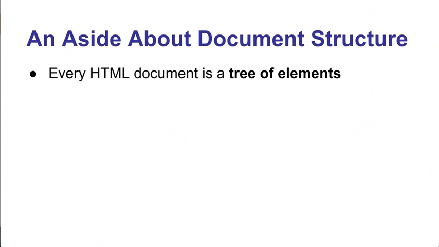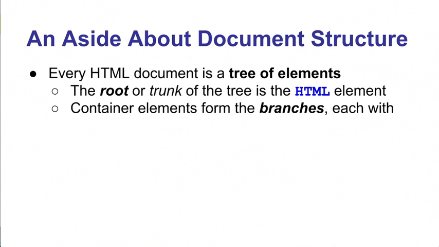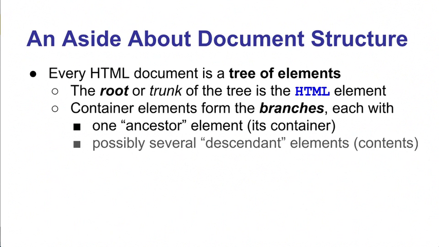Thus, every HTML document defines a tree of elements, where the root or trunk of the tree is the HTML element itself, and the branches of the tree are comprised of container elements, each of which has, in turn, an ancestor or parent container element, and possibly several descendant or child elements as its contents.